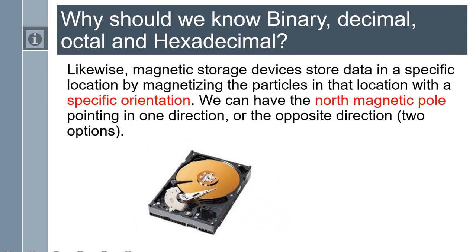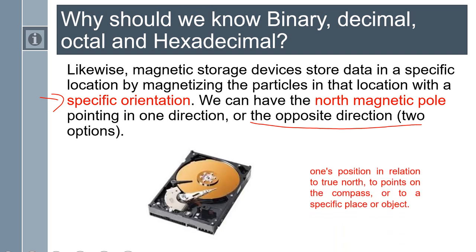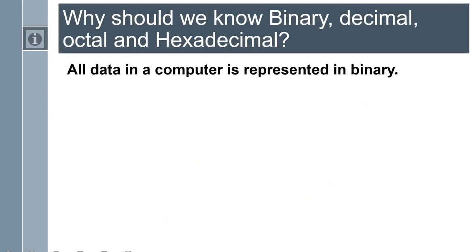Likewise, magnetic storage media devices store data in a specific location by magnetizing the particles in that location with a specific orientation. We can have the north magnetic pole pointing in one direction or the opposite direction, two options. Here, specific orientation means one's position in relation to true north, two points on the compass or to a specific place or object. So all data in a computer is represented in binary. So we can say that a computer has two fingers.